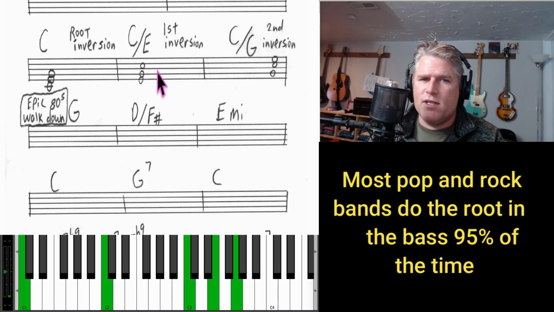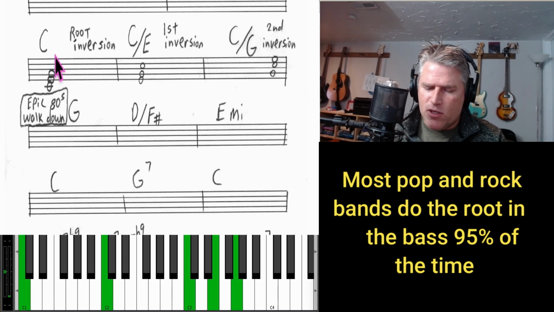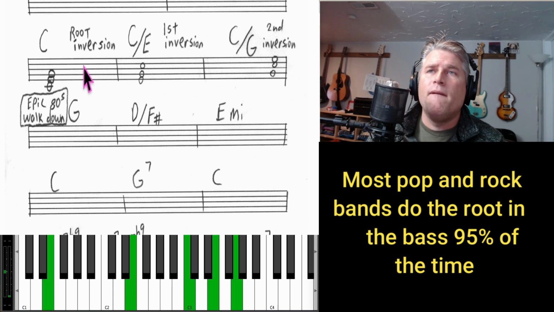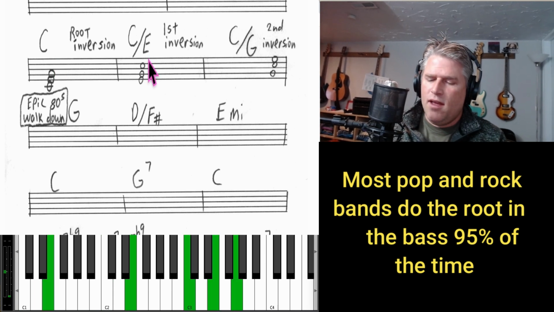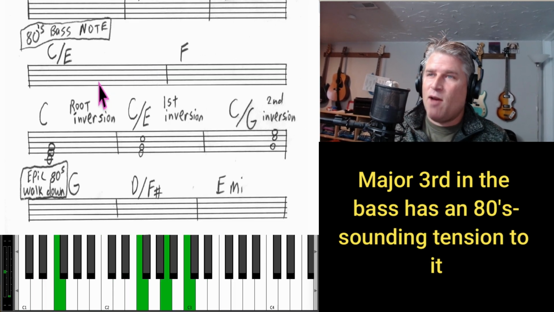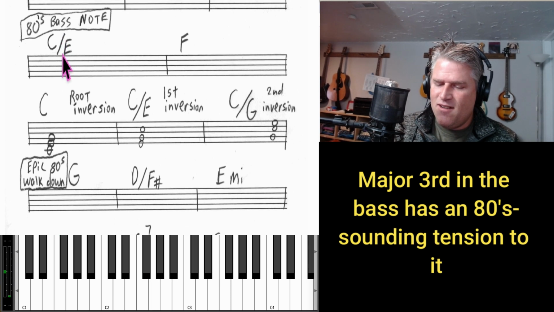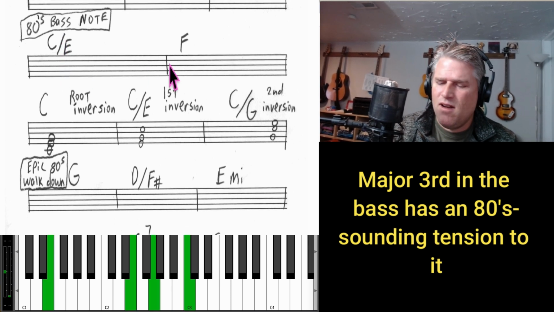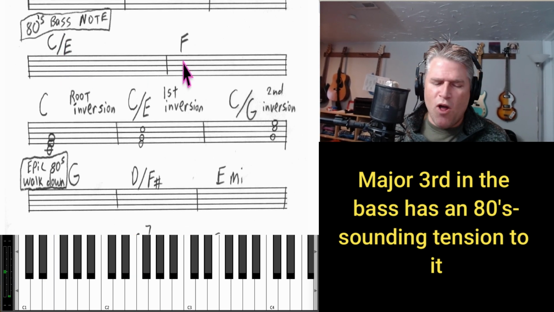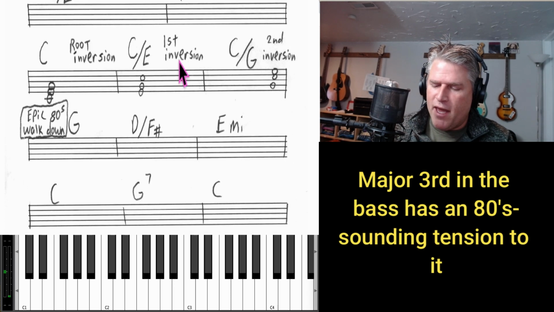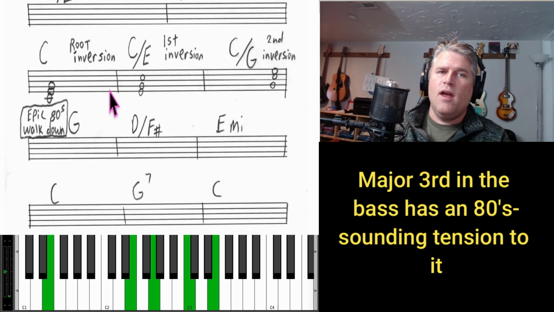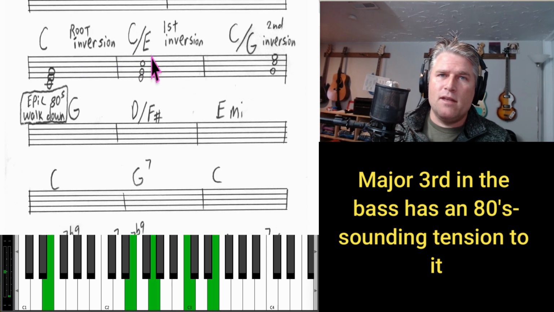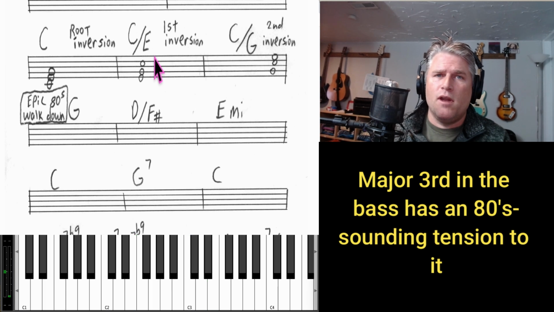So this was C with C in the bass. Now if that E goes in the bass, listen to how the sound changes. How many times in the 80s did that want to pull up to that? Yeah, there's a weird quality, we'll go over it later, of a major third in the bass. So we have C major, and then the major third of E in the bass. So that's called C major first inversion.